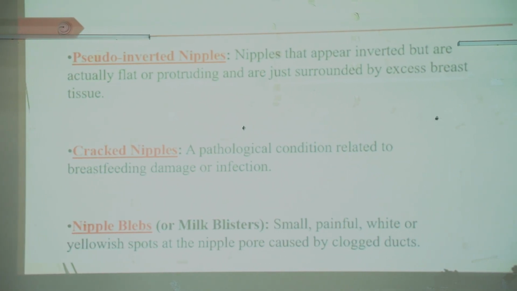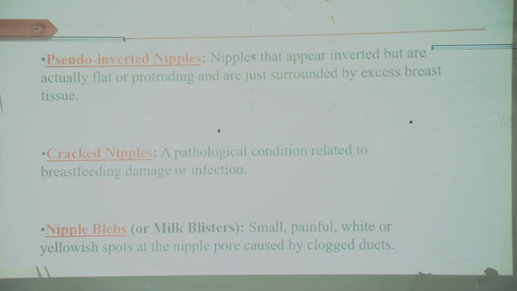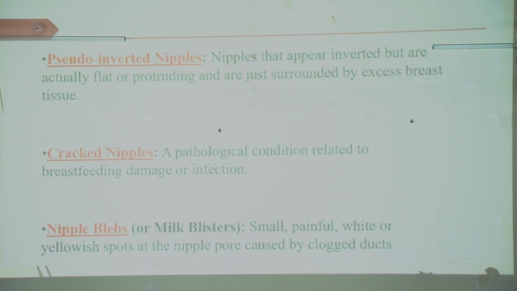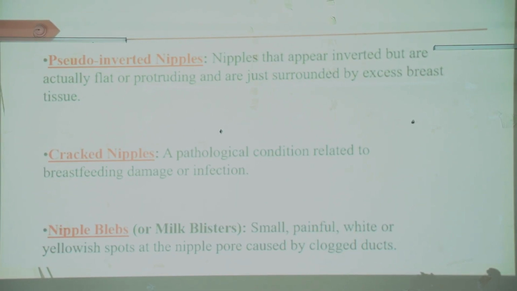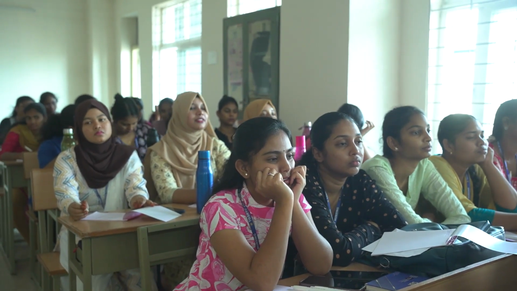Now pseudo inverted: it appears inverted, but once the stimulus is given, that is the baby suckling, it will come out. And cracked nipple, you all know, did you see anybody with a cracked nipple? Yes. If the latching is not proper, and if the mother is frequently washing her breast with harsh soaps, then the oil will not properly lubricate the area, so the nipple can crack. And also nipple blebs. What do you mean by nipple blebs?